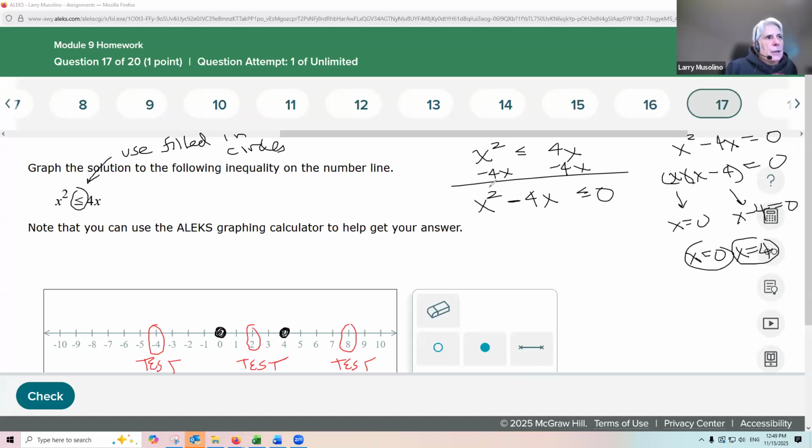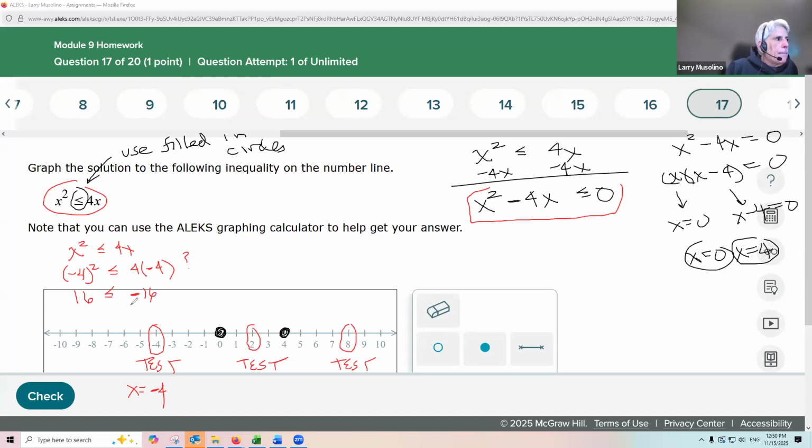All right, and I'll use this equation to make things easy. Actually, we can use the original equation, I guess. X squared less than or equal to 4x. Well, here my test point is negative 4. So let me plug in. I got negative 4 squared. Is that less than or equal to 4 times negative 4? Well, this is 16. Is that less than or equal to negative 16? No, that's false. Right? 16 is not less than or equal to negative 16. So don't include this interval in the answer.